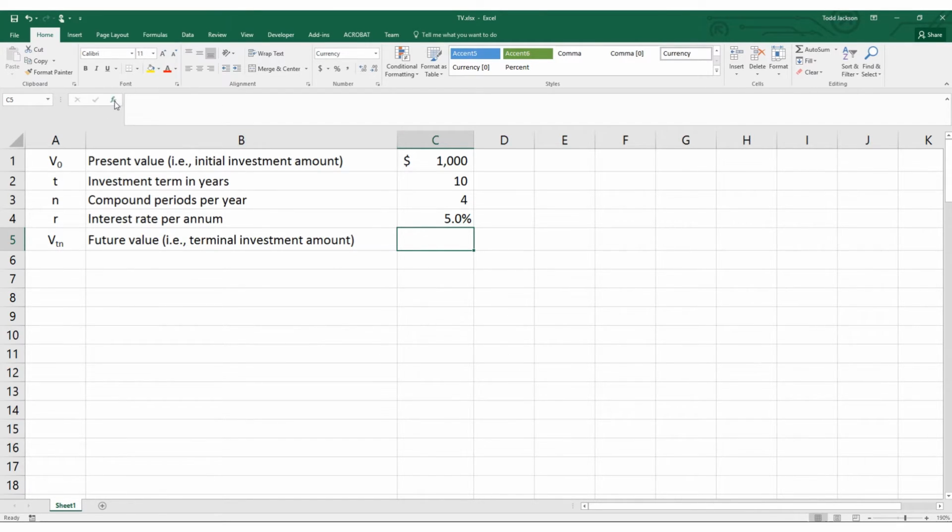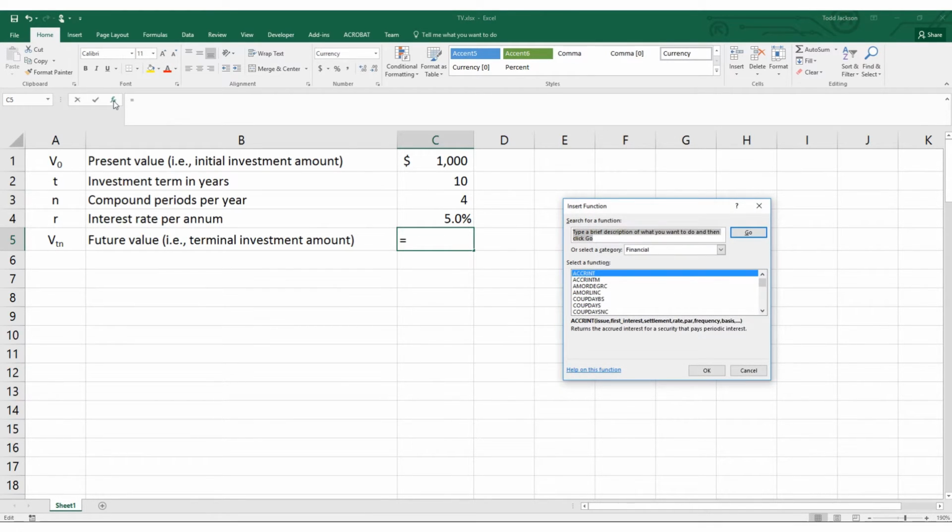I'm going to go up here and activate the insert function icon. And of course there are several sections of built-in functions in Excel. The one we want is the financial section. We'll scan to where we find the FV function, and there's a little description here that's provided for that. It says it returns the future value of an investment based on periodic constant payments and a constant interest rate.